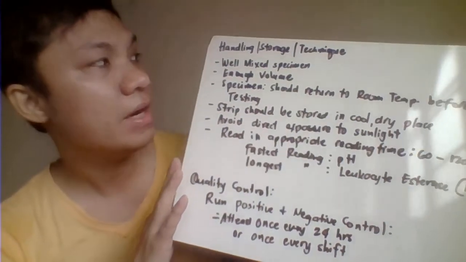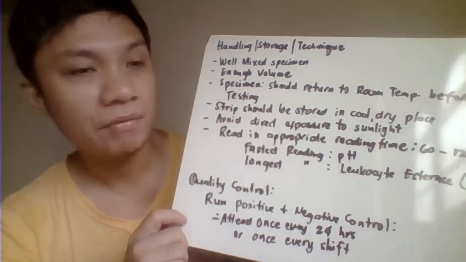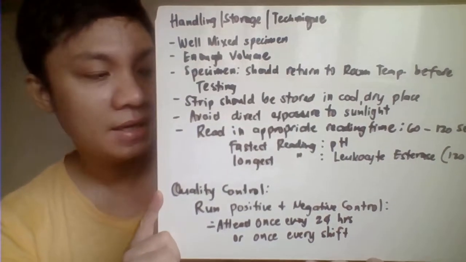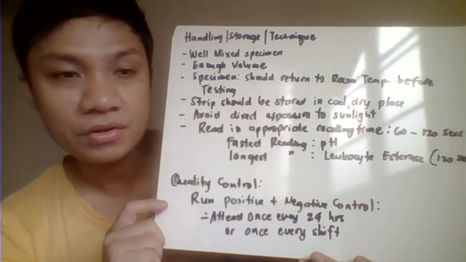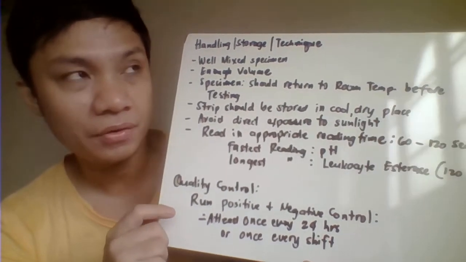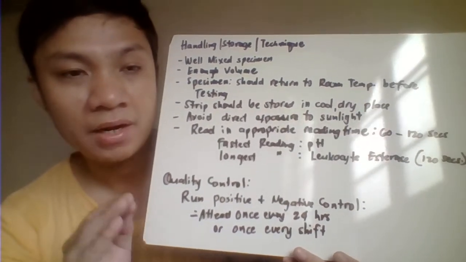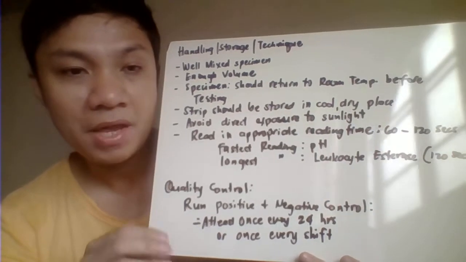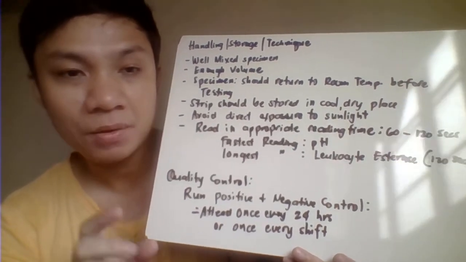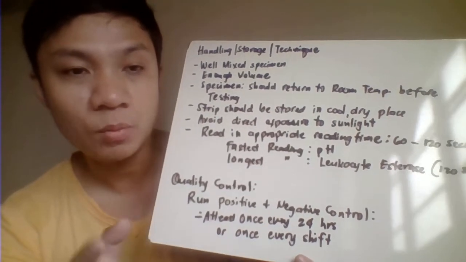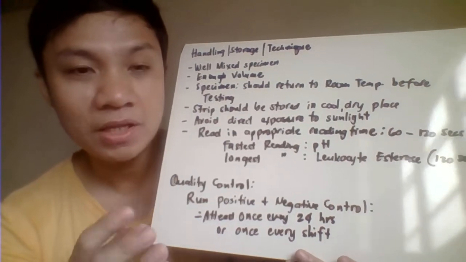Okay, then we have the process of handling, storage, and some other techniques that we need to consider when we are doing the chemical examination of urine using your test strip or reagent strip. So the first one: when you are testing the urine sample, make sure that when you transfer your urine sample into a test tube for testing, you need to mix it well. Why do you need to mix it?